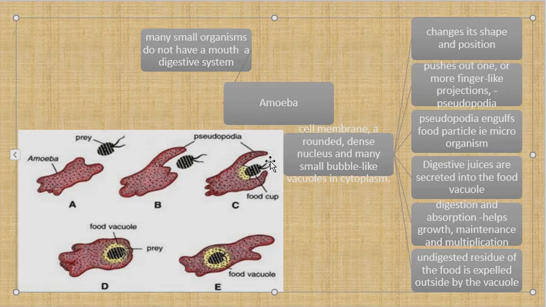The pseudopodia, or the legs, close here and open at another place. So it engulfs, and then this is pushed into the vacuole. This yellow color is the vacuole, the food vacuole. Pushed into the food vacuole.